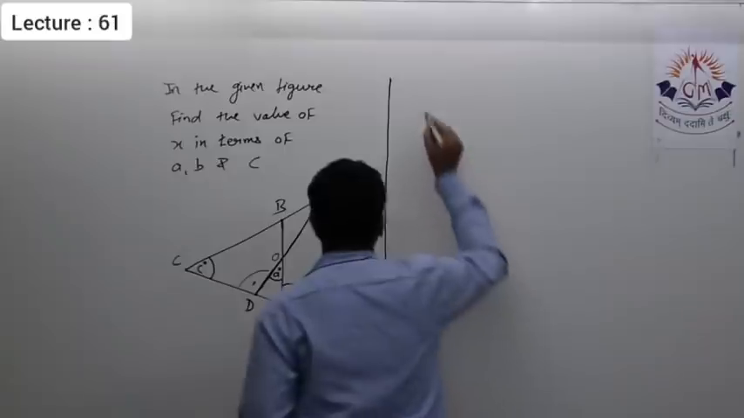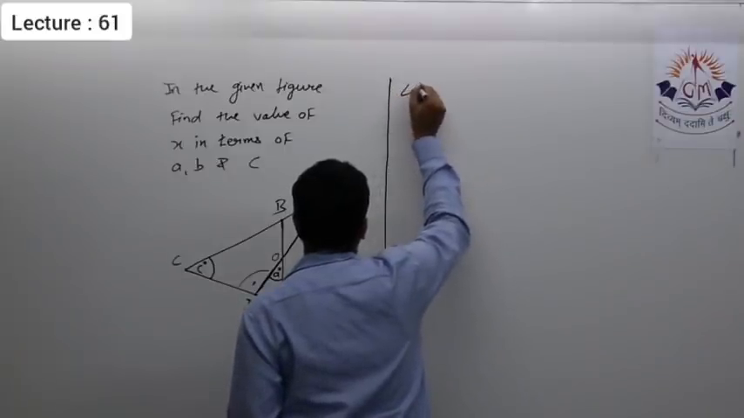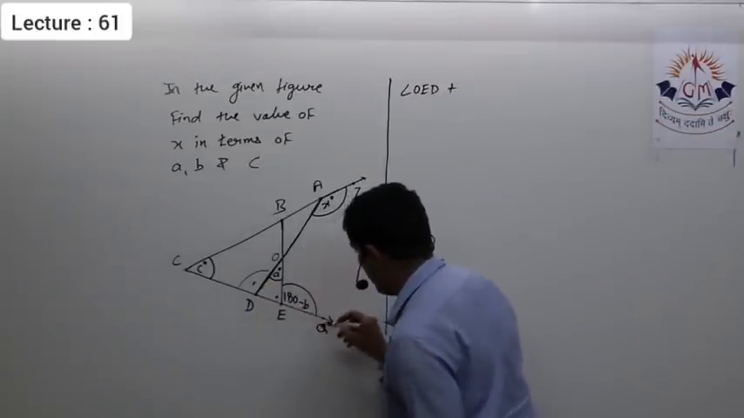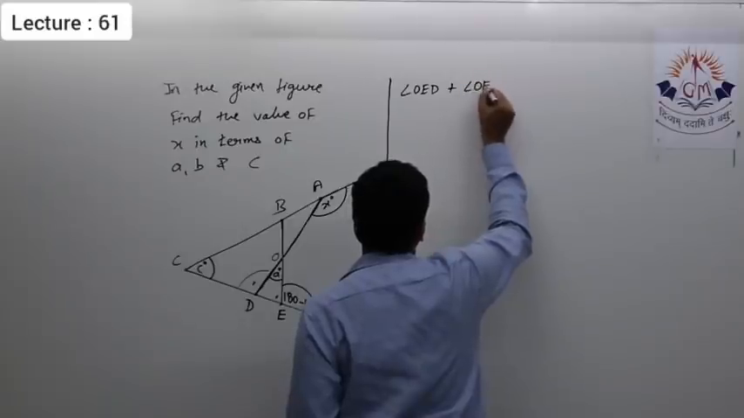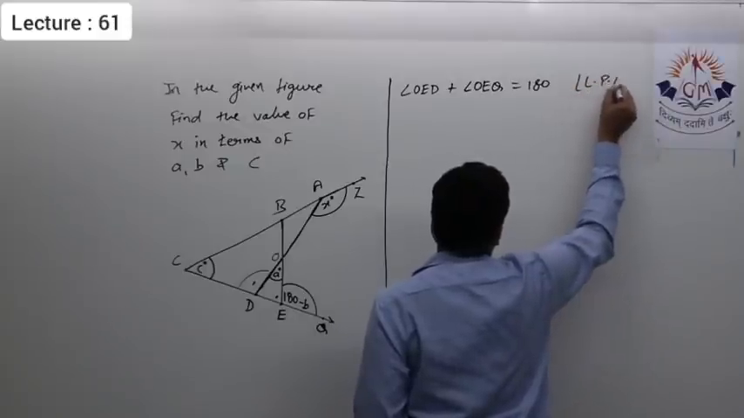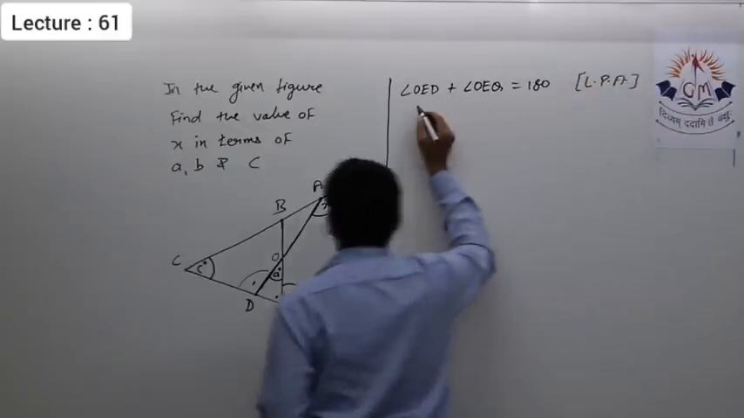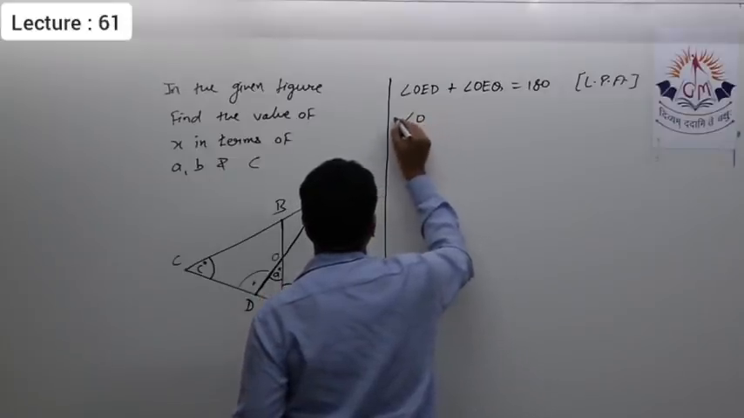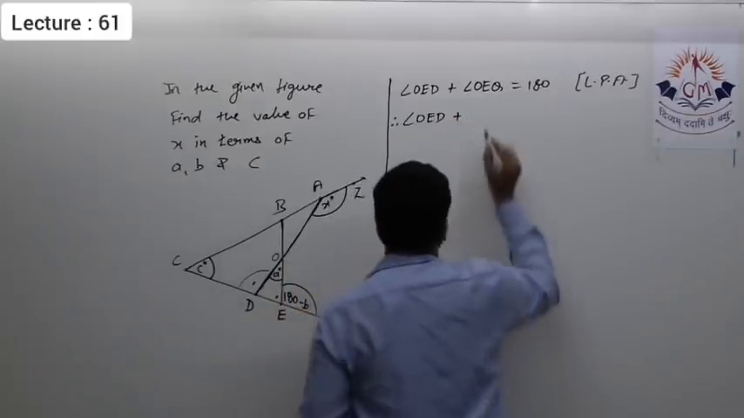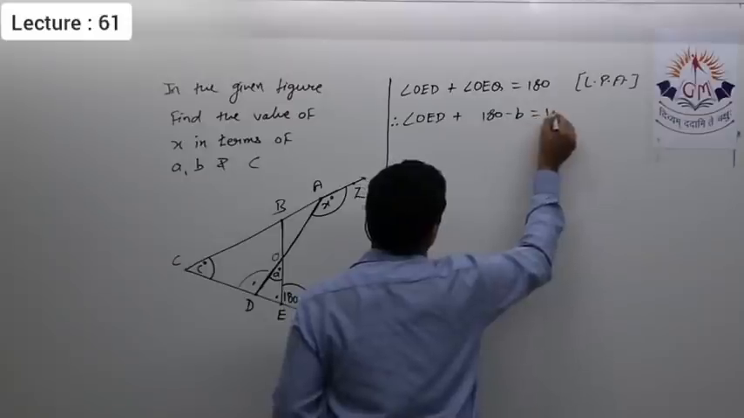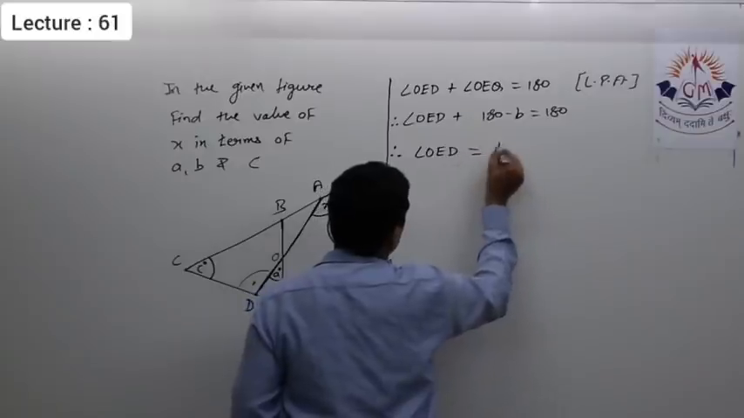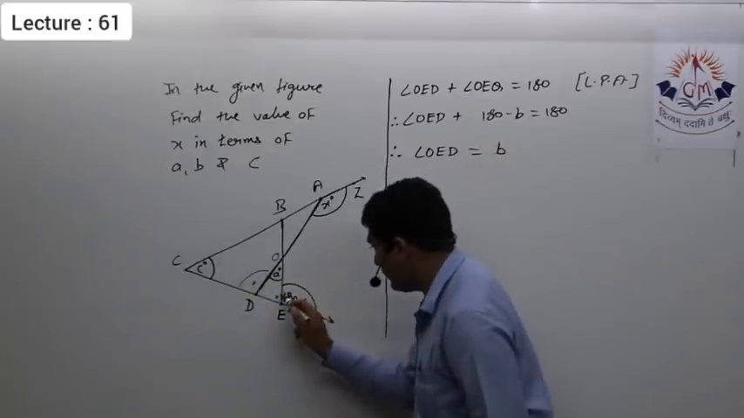So first of all, I can write angle OED plus angle OEQ is equal to 180 degrees. Reason: linear pair axiom. Now angle OED is what I need to measure. Angle OEQ is given as 180 minus b. So ultimately angle OED is equal to b. Okay, so I got the measure of this angle.